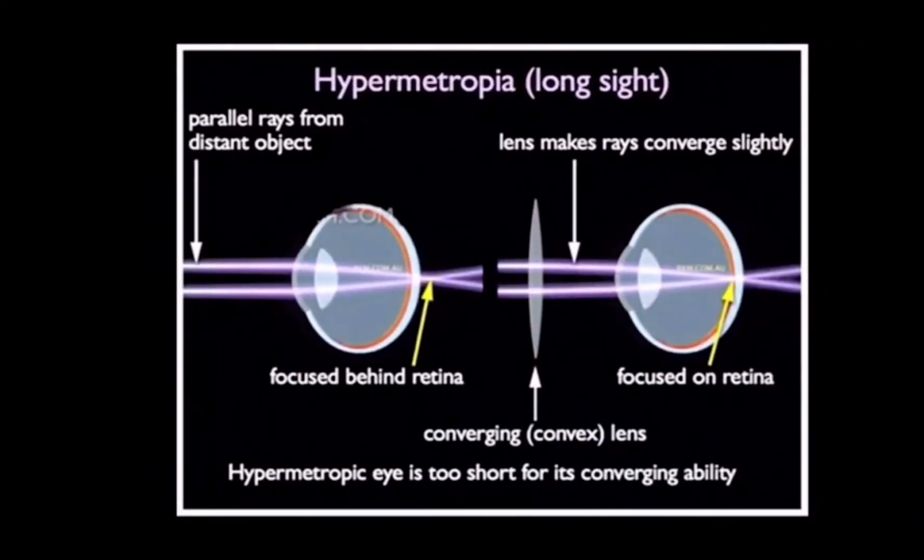Let's see it more clearly. As the object is placed near to the eye, the light is coming from it. After refraction, the light rays are meeting behind the retina. That's why we are getting a blurred image. Now to correct this, or to focus the image at the retina, we need to converge these light rays, and it is done by using a converging lens or convex lens. Clear? This is the second defect of vision, that is hypermetropia.